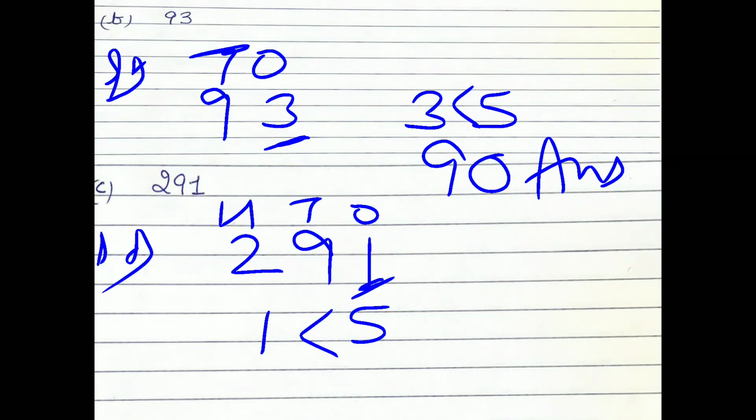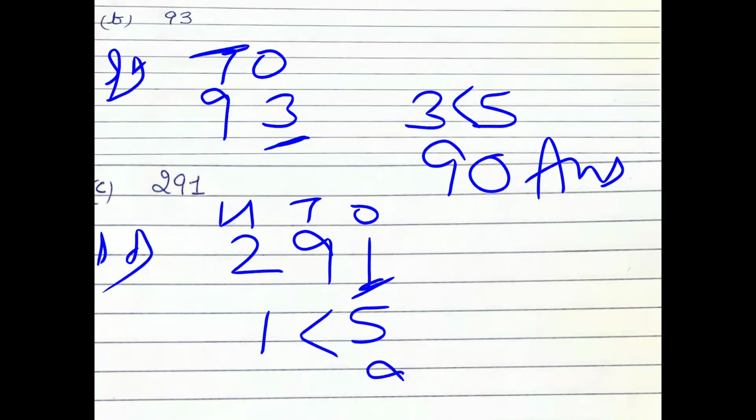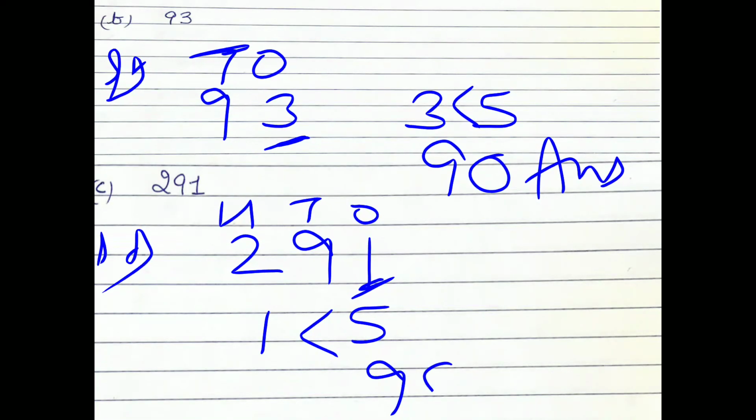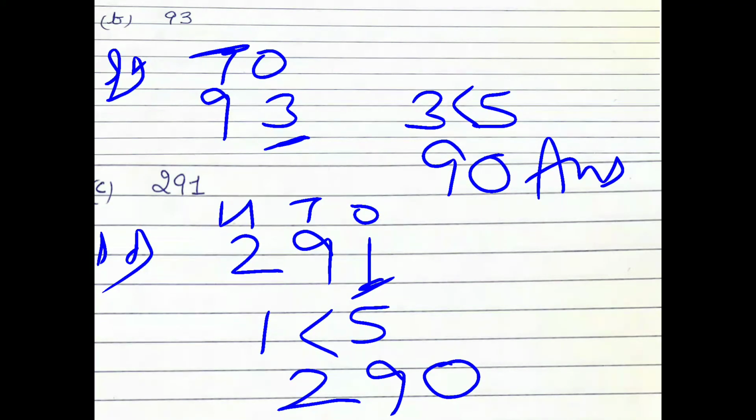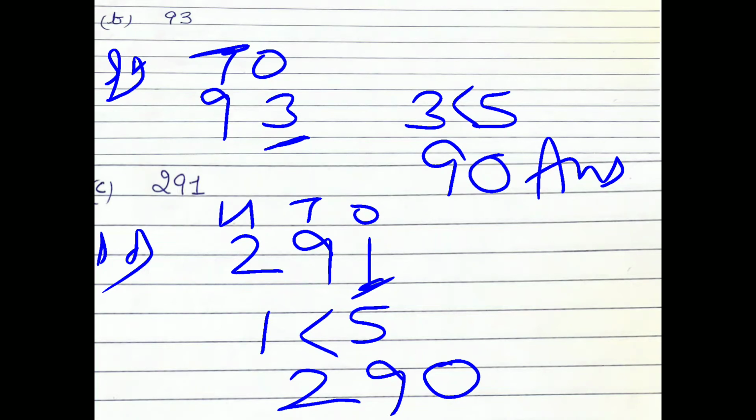So the tens place number will remain as it is, and the underlined digit becomes 0. And before the tens place number, what will come? That number will remain as it is. We will not change the number before tens, but the underlined digit will change. Clear?